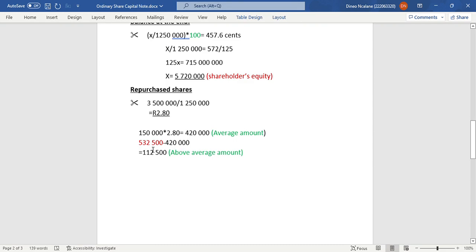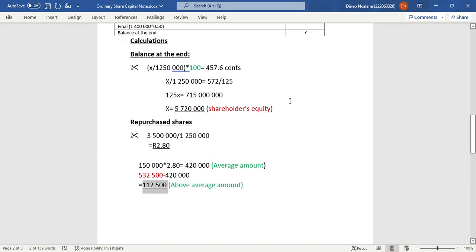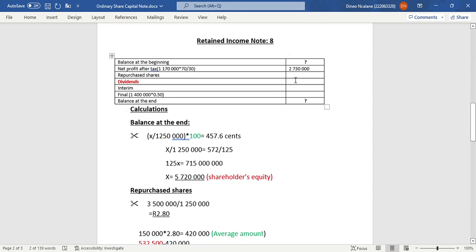So we say 532,500 minus 420,000, which leaves us with 112,500, which is the above average amount, the amount that we are supposed to put in the retained income note. So here we are going to have 112,500, which is our above average amount.